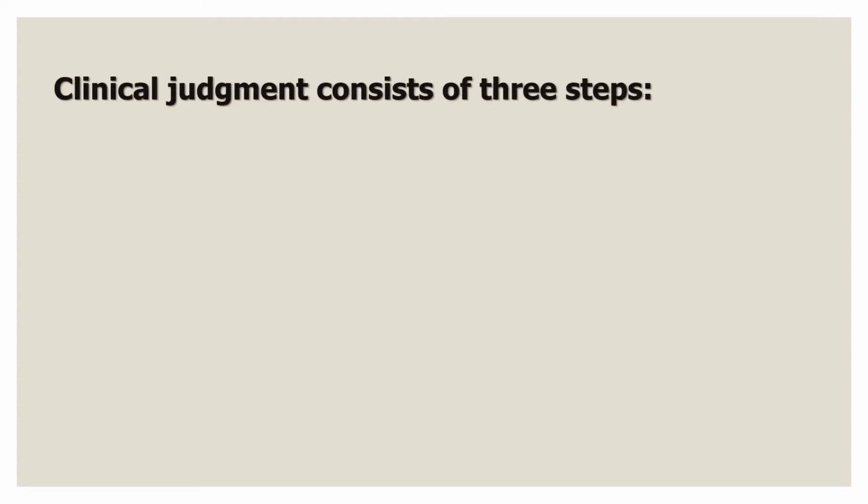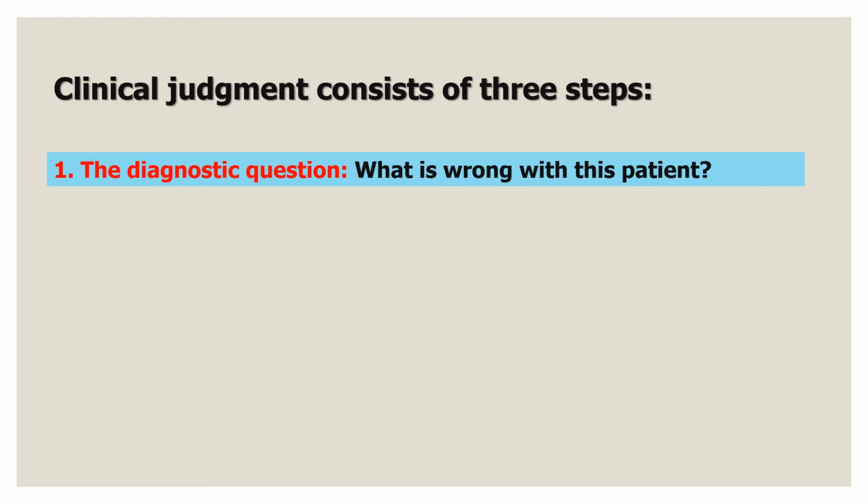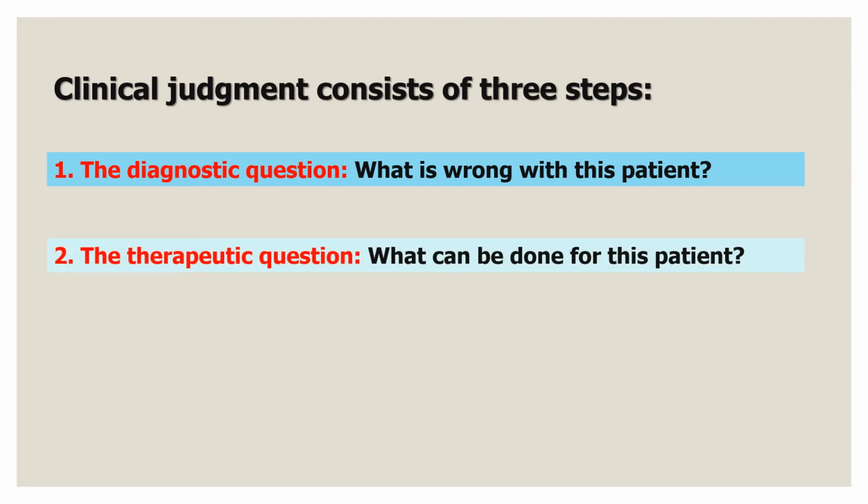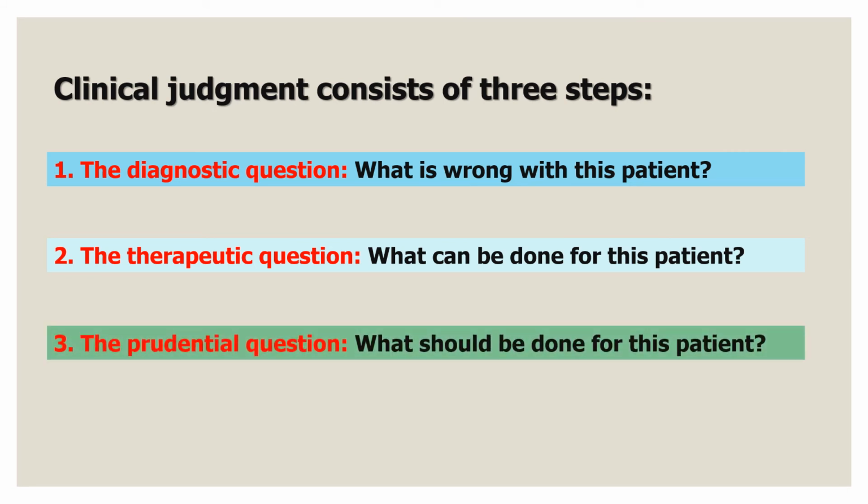Clinical judgment consists of three steps. The first one is a diagnostic question: what's wrong with this patient, considering the patient's medical history, physical examination, laboratory test results, and other data. The second one is a therapeutic question: what can be done for this patient, which is frequently informed by the scientific evidence and which comprises the array of treatments that might help the patient. The last one is the prudential question: what should be done for this patient, which clearly needs to involve the patient to determine the option that will work best.